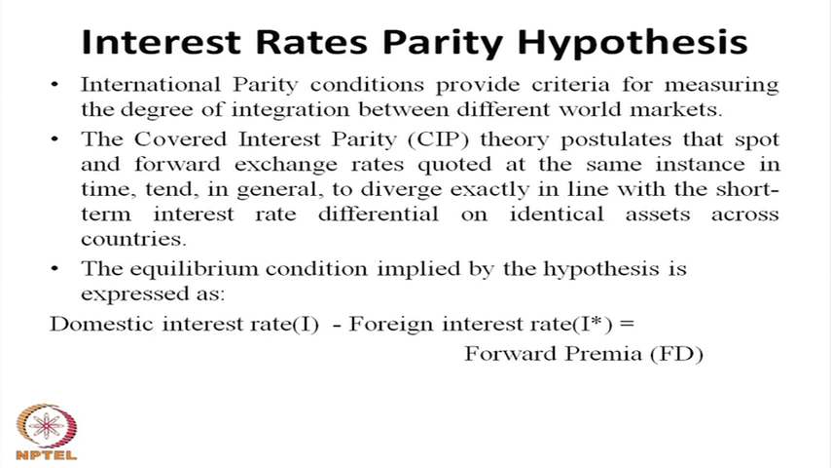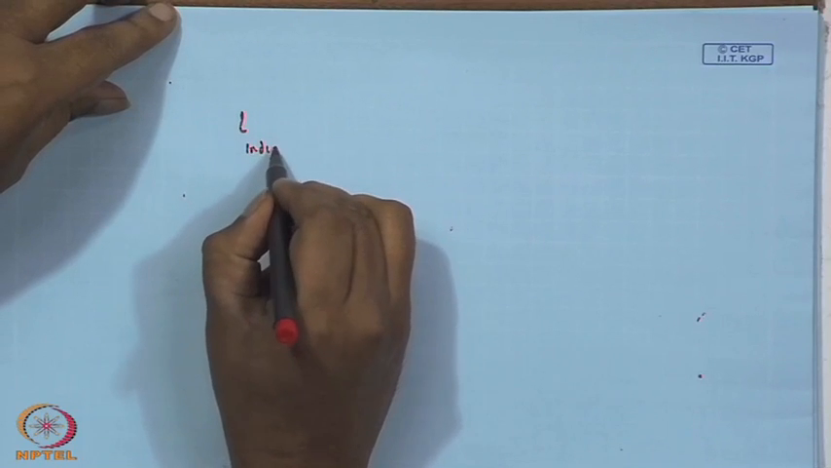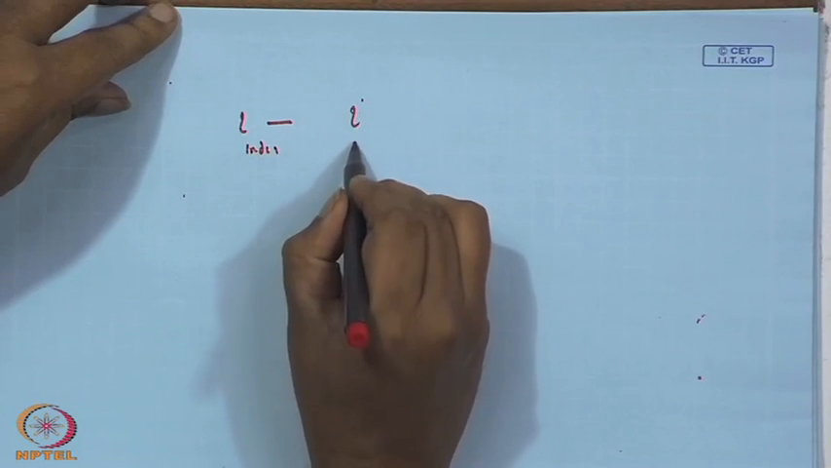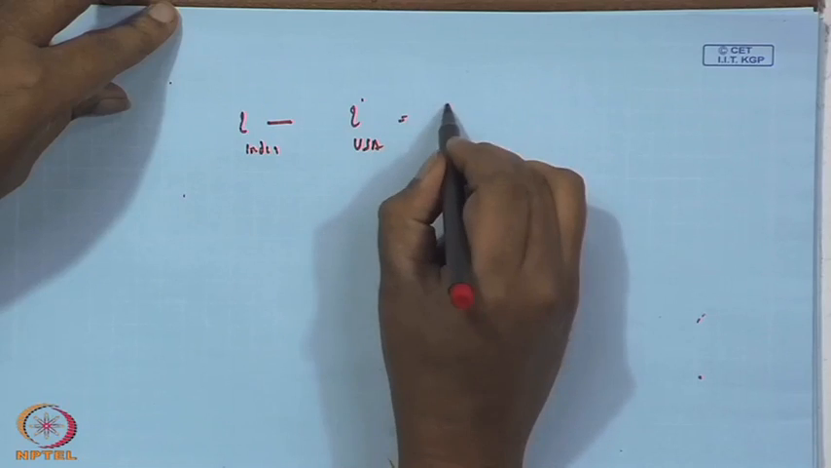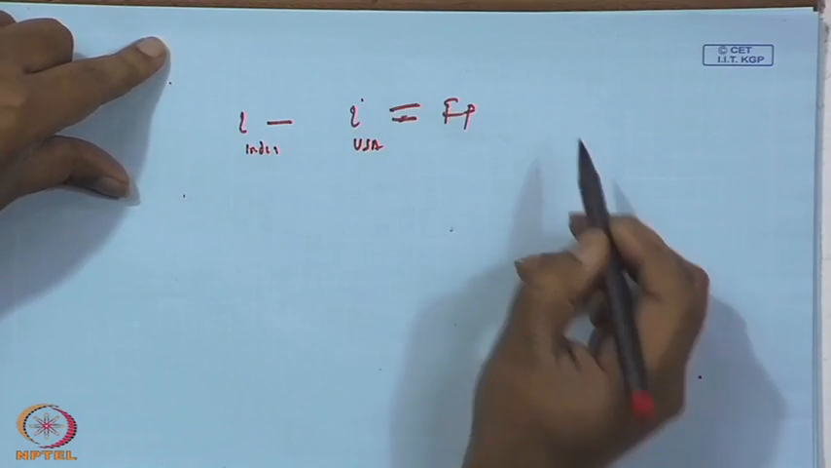If the interest rate differential is equivalent to the forward premium, there cannot be an arbitrage opportunity. However, if you compare the Indian interest rate and the US interest rate under the covered interest parity of two countries, the Indian interest rate minus the US interest rate is equal to the forward premium.